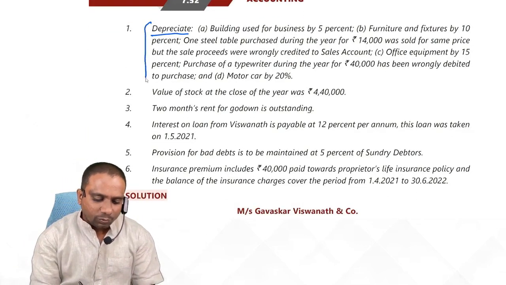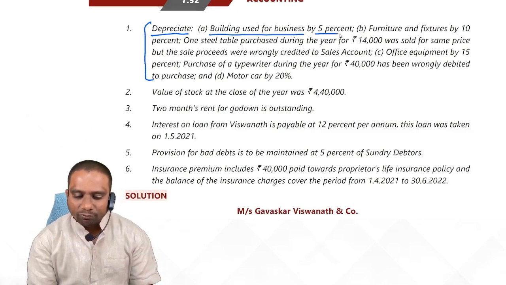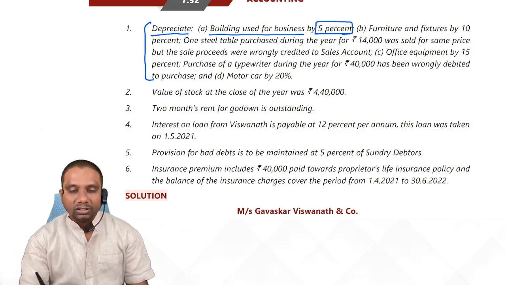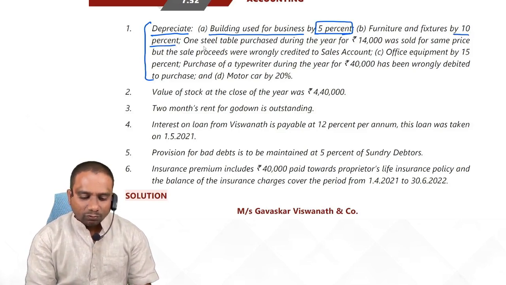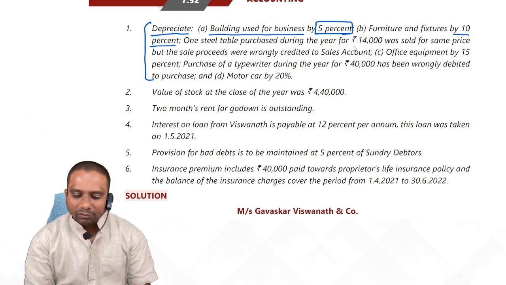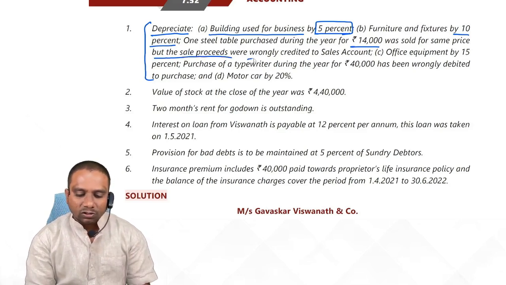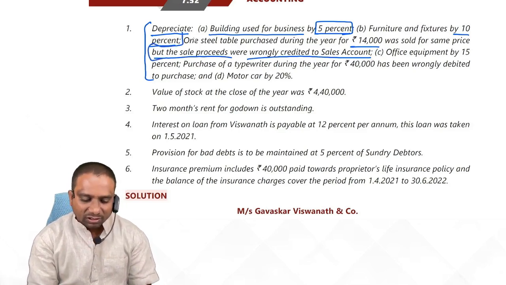this first adjustment, total regarding depreciation. So building used for business by 5%. 5%, students, they are not mentioning time. Okay, that means per annum. Do remember. Furniture and fixtures by 10%. One steel table purchased during the year for 14,000 was sold for the same price, but the sale proceeds were wrongly credited to sales account. This is an important adjustment, students.